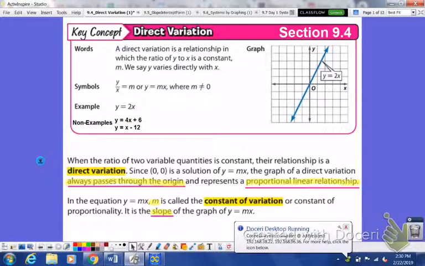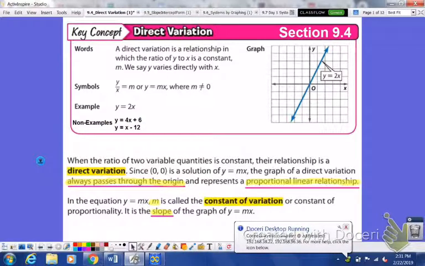Alright guys, in our last couple lessons we started talking about slope. So in section 4, we're going to incorporate that slope idea into an equation. So we're going to talk about direct variation, where a direct variation is a relationship in which the ratio of y to x is a constant m, which we know is our slope. We say y varies directly with x.